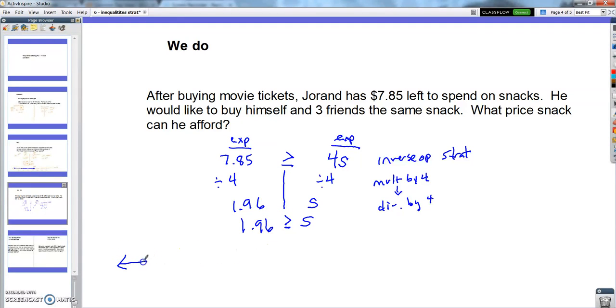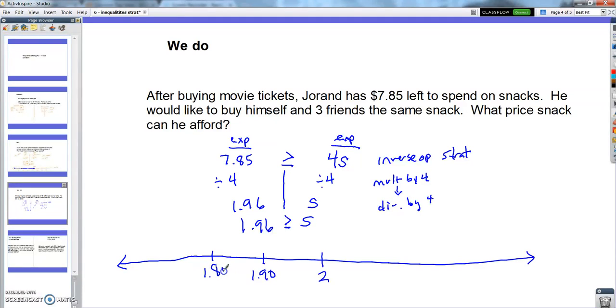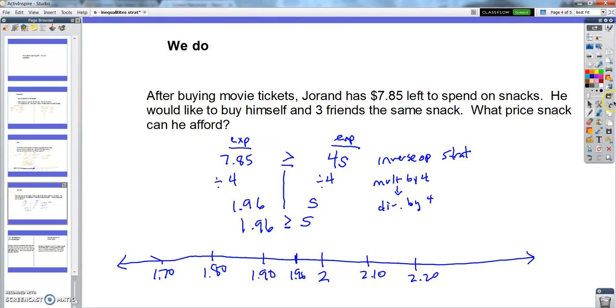And so again, we want to draw that with a number line. Let's just say kind of here's $2. Here's like $1.90. Here's $1.80. Here's $1.70. Here's $2.10. Here's $2.20. That should be enough. And so I need to put in my magic number of $1.96. Would be a little more than halfway between here, so let's put it there. And I need to shade in the values that are less than or equal to, so they're over here.